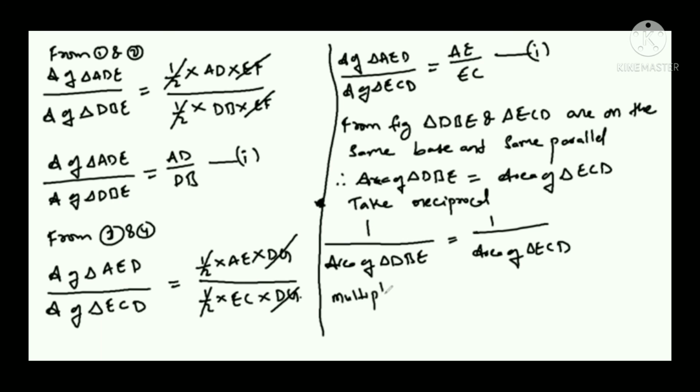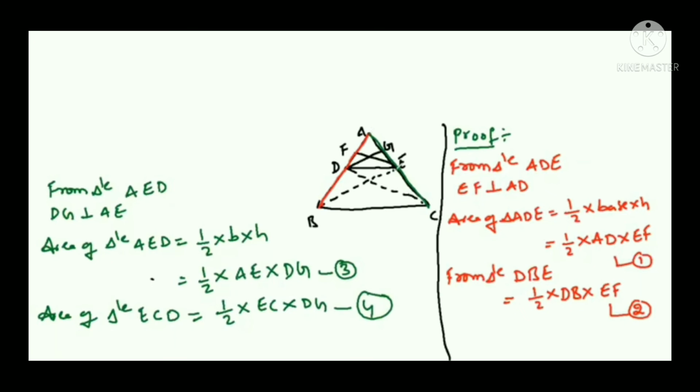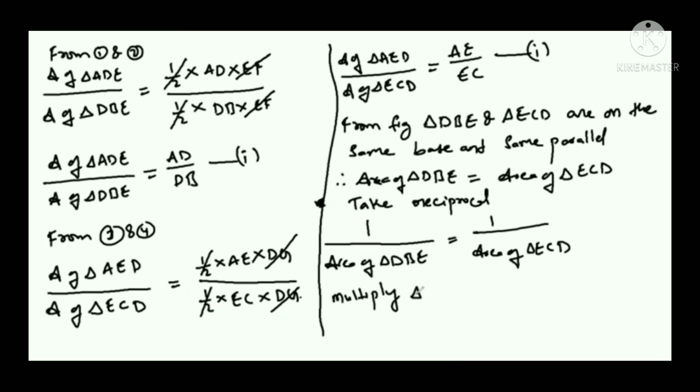Multiply everything. So in this figure, what is the top one? ADE or AED, both are the same. So we'll take ADE and multiply by area of triangle ADE on both sides. BS means both sides. So what will we get now here?